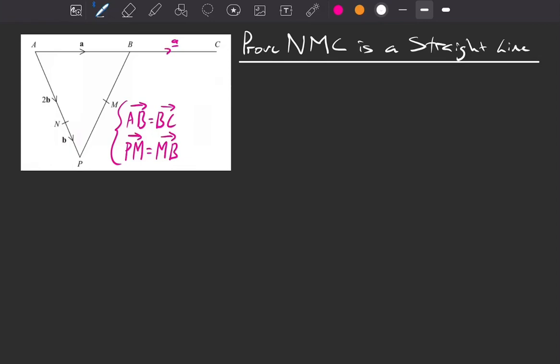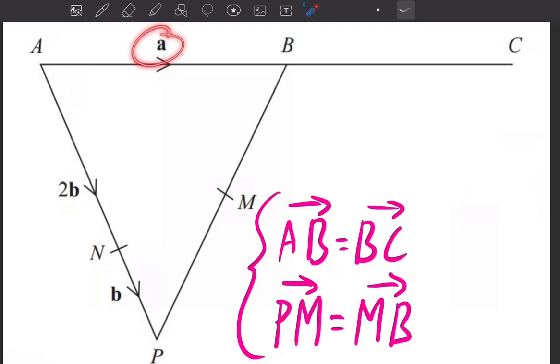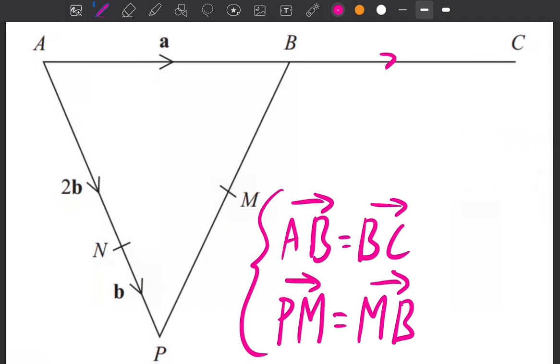The goal of our problem then is to prove that NMC is a straight line. We're given A, we're given B as our vectors, and we're told some facts about our points. We've got that AB is equal to BC. So this line here is equal to this line here. So straight away, we can write down that this little vector is going to be A from B to C. Beautiful.